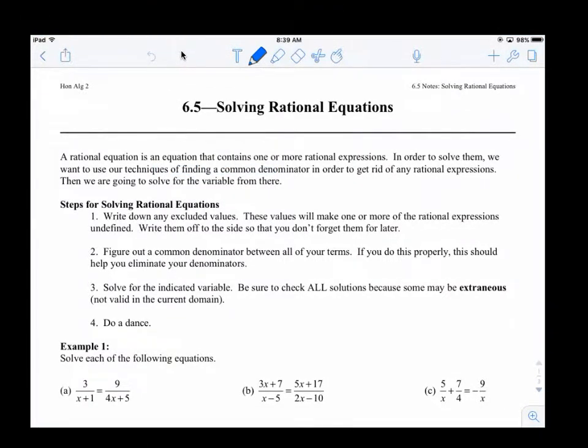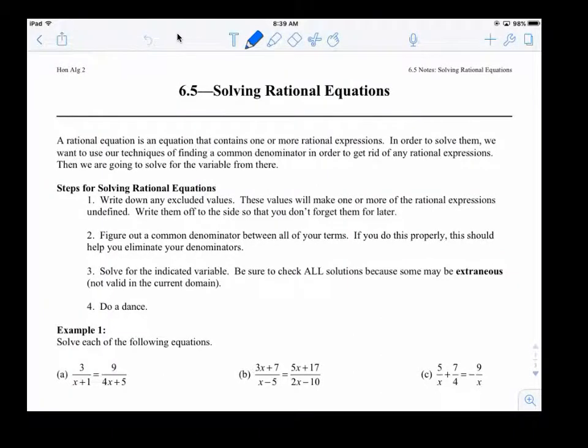All right, so the last section is solving equations. I have a couple steps for you that you need to pay attention to. First thing that you want to do is look at the problem and see what x could not equal. So what we're going to be looking for is x equals 5, x equals 10, something like that.